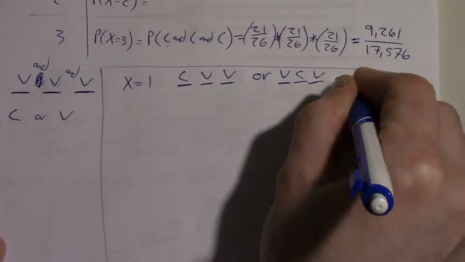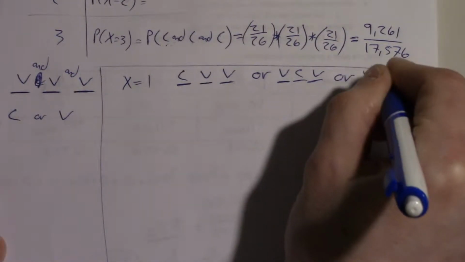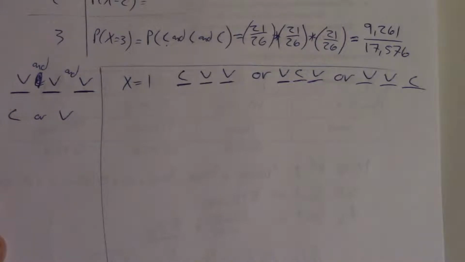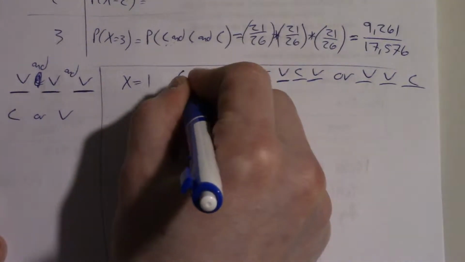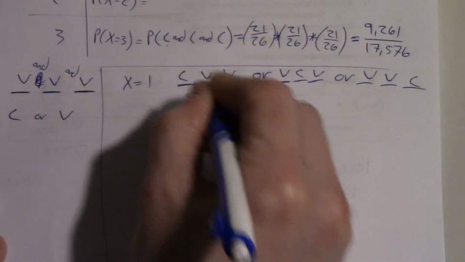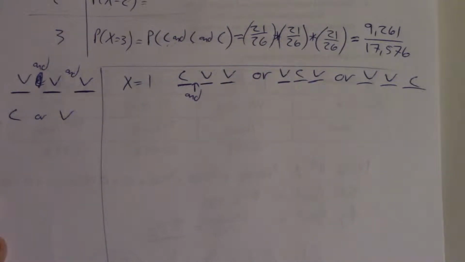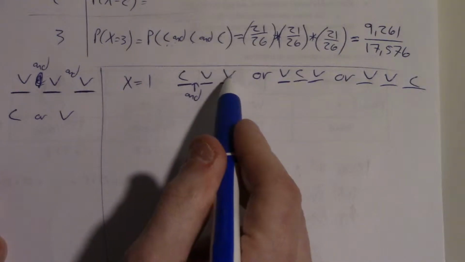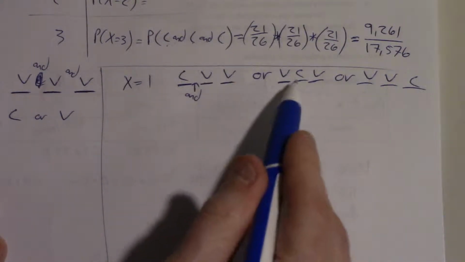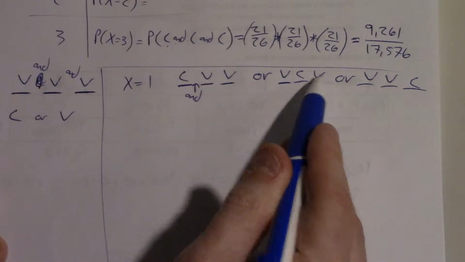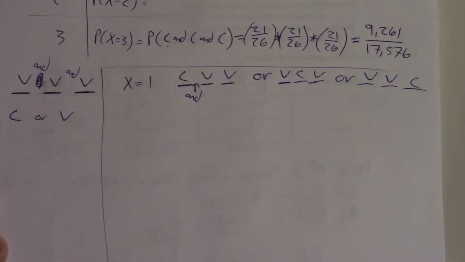Or one more, vowel, vowel, consonant. Still, I haven't written them. Between each letter is an "and." So consonant and vowel, or vowel and consonant and vowel, etc.